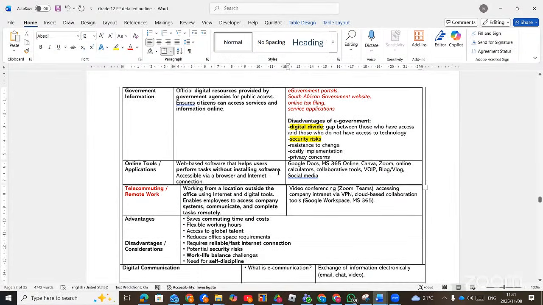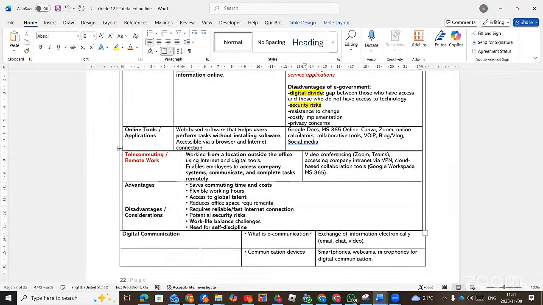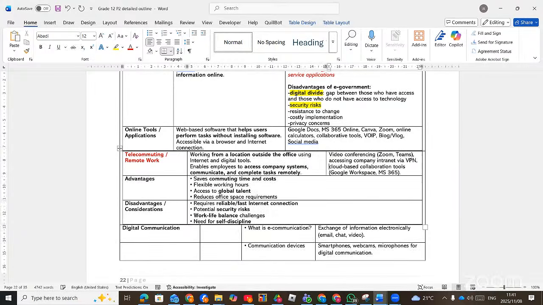Now, different online applications, you must know them, like VoIP, blogs, social media. You can check some of the questions they ask about the advantages and disadvantages. Telecommuting is working from home, whereby employees are allowed to work from home. For telecommuting, you need video conferencing tools like Zoom or Teams, to access the company's intranet. You need a VPN. Then also cloud services tools like Google Workspace or 365. You need them for telecommuting or remote work.